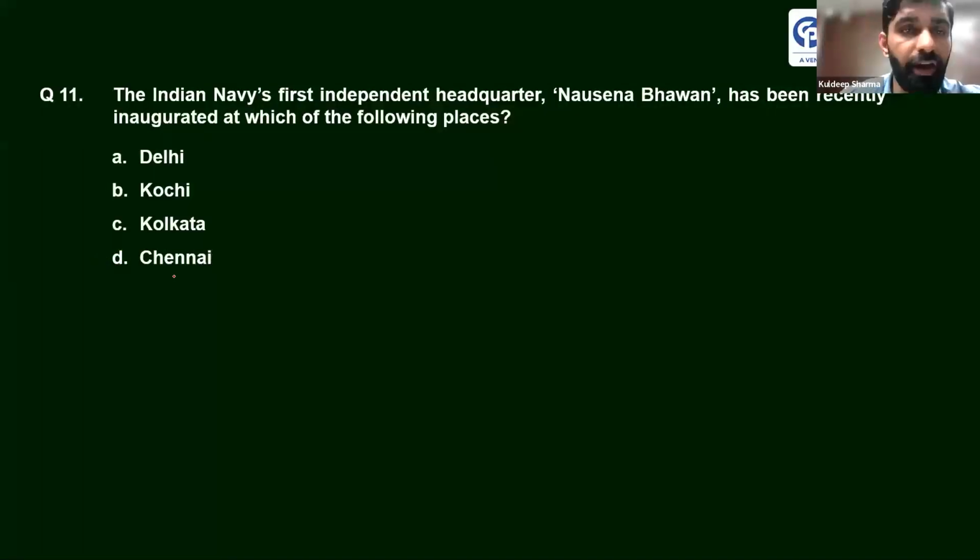Next question. So Indian Navy's first independent headquarter, Nausena Bhavan, has been recently inaugurated in which of the following places? So although there were earlier headquarters of Navy, there were many headquarters, 13 headquarters in total. So now they have created one independent headquarter, which is solely for the purpose of Indian Navy, and it has been named Nausena Bhavan. And you have to tell me where it has been inaugurated. So four options: Delhi, Kochi, Kolkata, Chennai, and answer here is A, Delhi. So first independent headquarter of Indian Navy, Nausena Bhavan, has been inaugurated in Delhi.